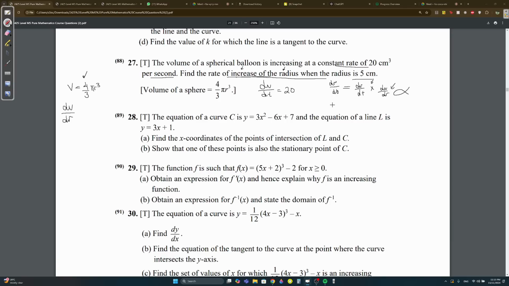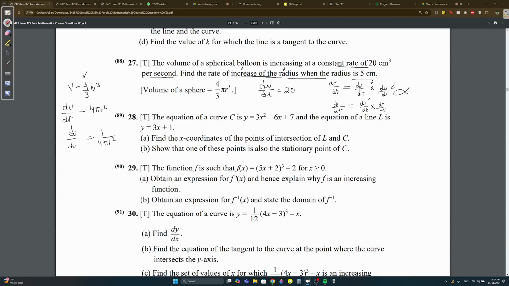You have to actually write your rate of change in terms of two things. So we said dV/dt times dr/dV. And what is dr/dV? It's just the reciprocal of dV/dr. So you just find dV/dr and flip it upside down. What's dV/dr? If you derive this, you're going to get 4πr². So what would dr/dV be? It would be 1 over 4πr².